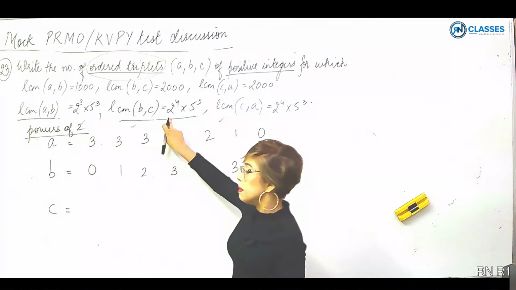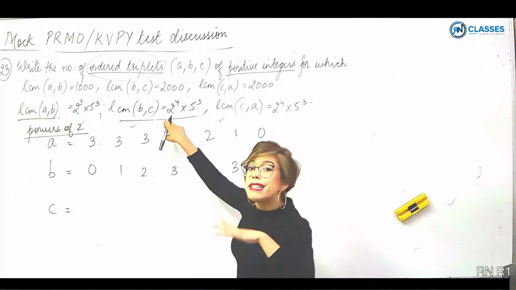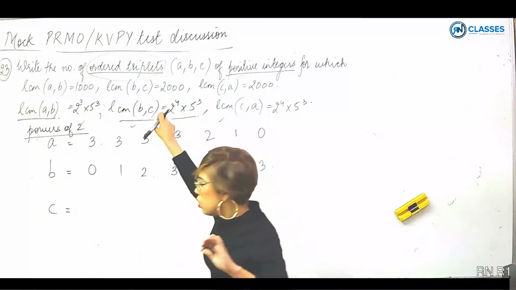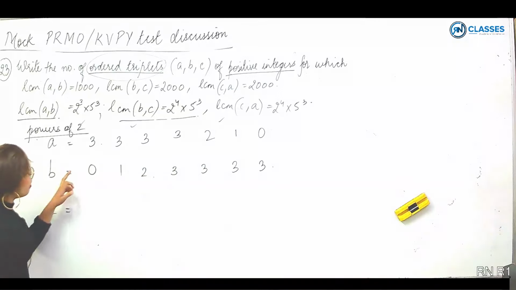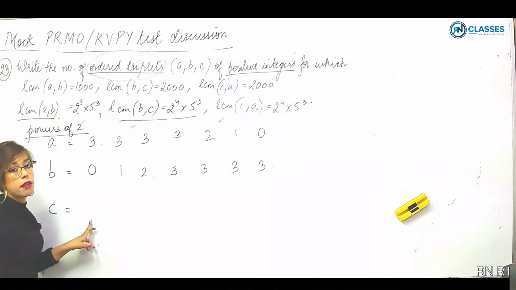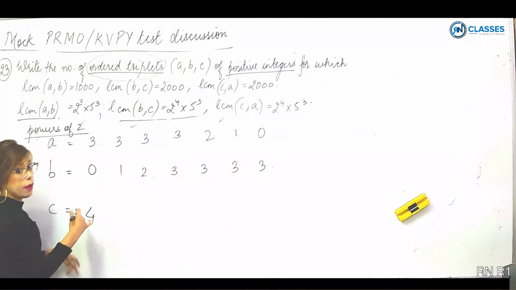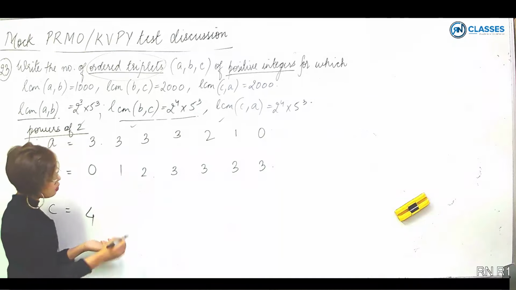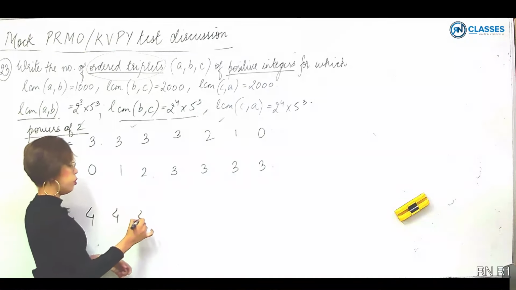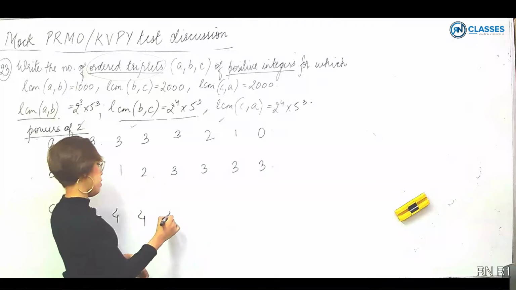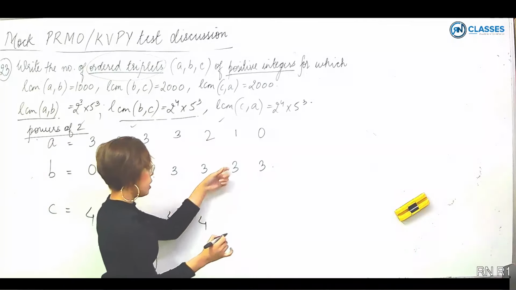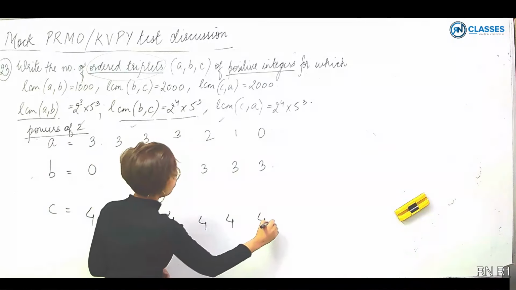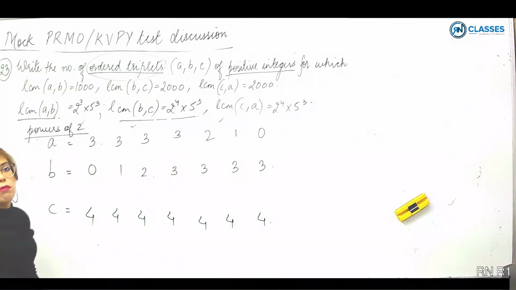Now, let me move to the second condition. It says for B, C, the LCM has to be 2 raised to power 4. That means it needs to have the power 2 raised to power 4. Now B, if it has power 0, C needs to have power what? 4, because I need the LCM to have 2 raised to power 4. Now, if B has power 1, C has to have the power 4. Similarly, if B has 2, 3, C needs to have 4. Done?